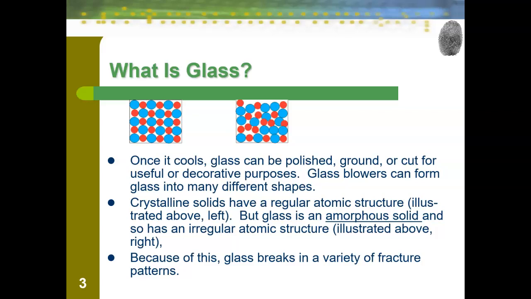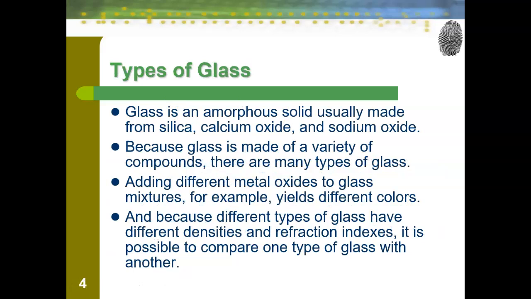The reason for this is most solids are what we call crystalline solids, which have a regular atomic structure, which you can see right here with the blue and red alternating at every point. This is a crystalline solid. However, glass is an amorphous solid, which you can see here, and it has an irregular atomic structure. It is not all neat and organized. This is why when we break glass, it breaks into a variety of different sized and shaped pieces because it's following these atomic lines. Meanwhile, if glass was a crystalline solid, it would break along these straight lines. But since it's an amorphous solid, it breaks into all these unique pieces.